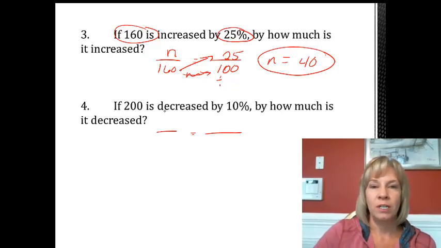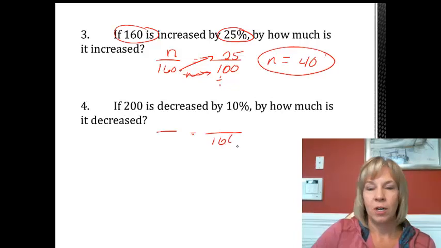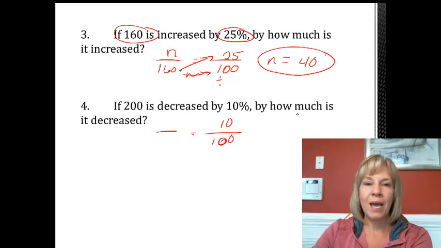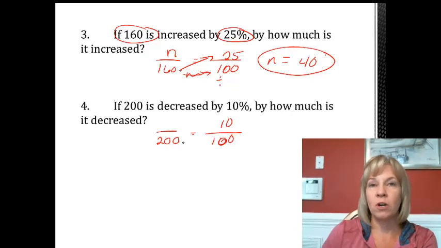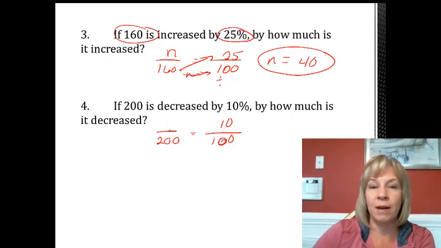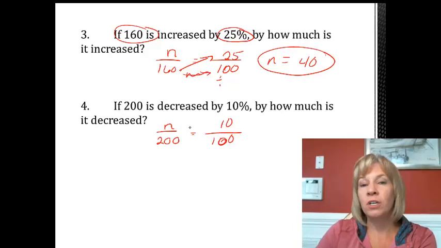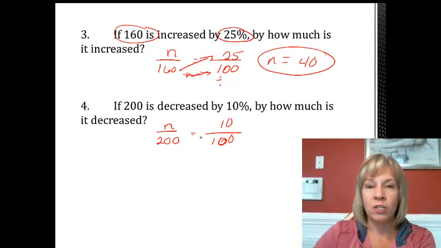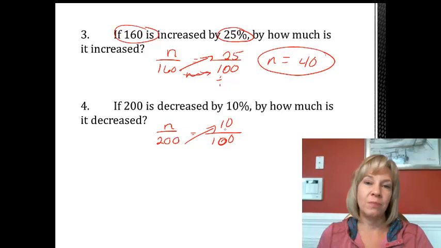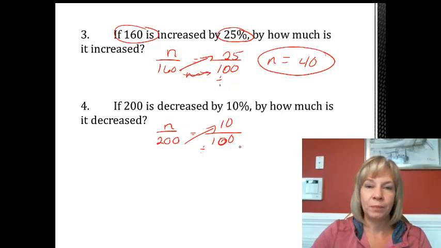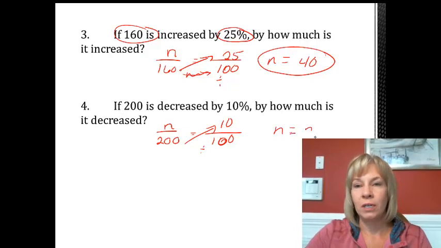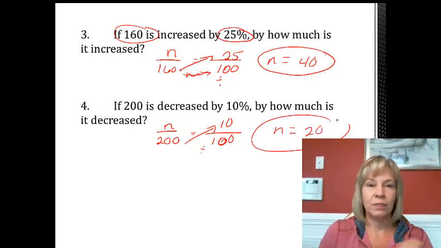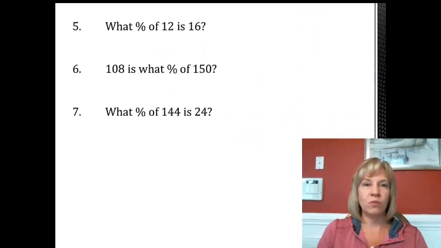If 200 is decreased, all right, let's set up our problem, by 10%. By how much is it decreased? Okay, 200 is what we start with. It's our original amount. So that goes there on the bottom. N goes on top. Go ahead and do your cross multiplication. 200 times 10 divided by 100. And what does N equal? Work it out with your calculator. And 20. Excellent.